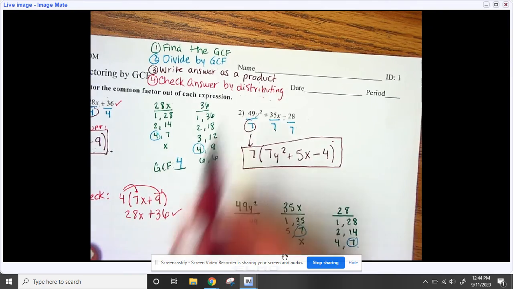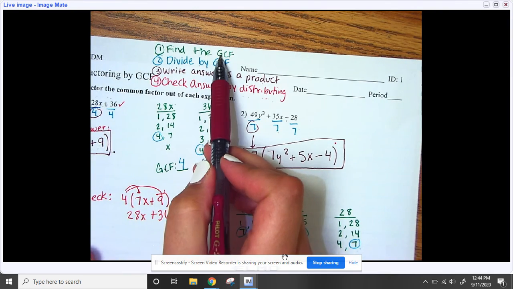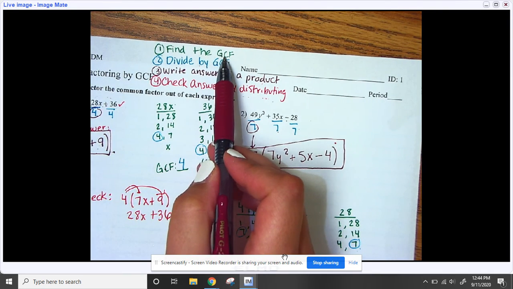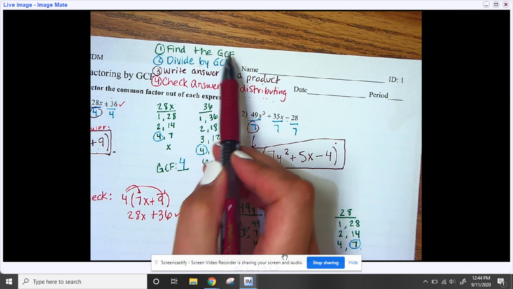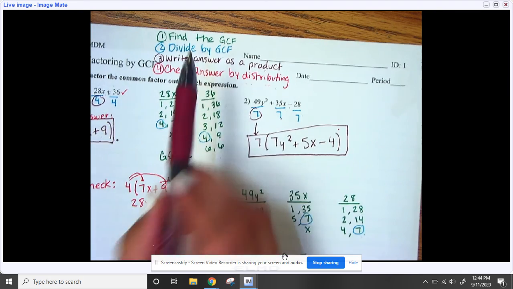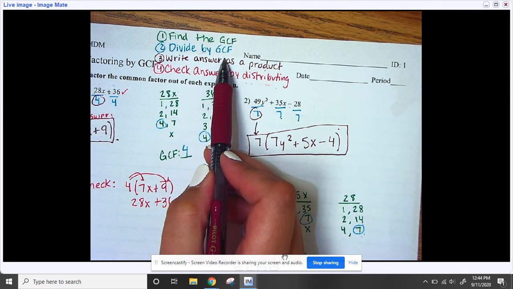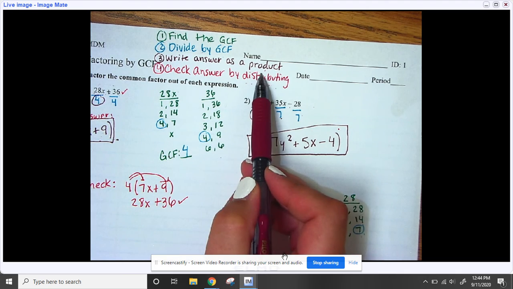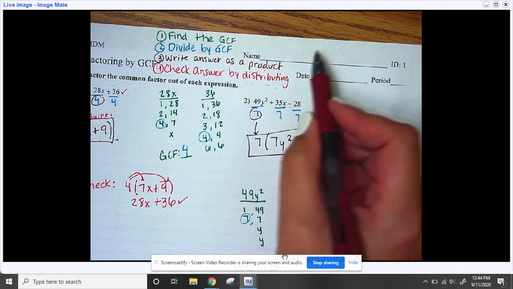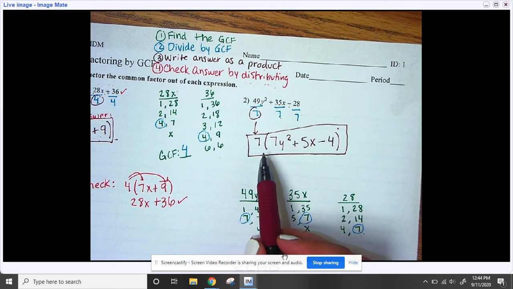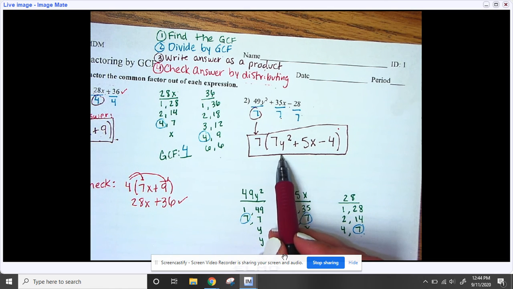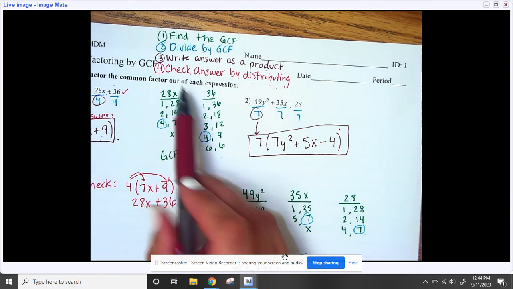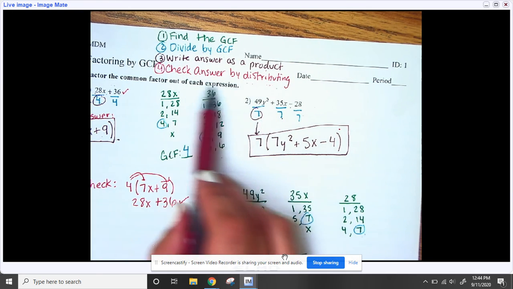So just a quick summary. Remember that you're going to find the GCF. That is the biggest number that you can divide everything by. Don't forget to look at the variables. You're going to divide by the GCF and then write your answer as a product. Remember that we'll have the GCF on the outside of the parentheses, and we'll have whatever your quotient was on the inside. And then you want to check your answer by distributing.